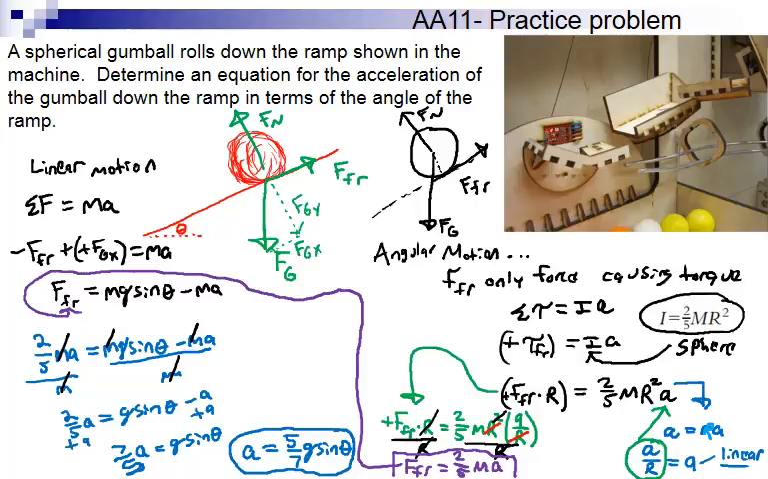And this is really nice. This shows that the rotation of the sphere is independent of how big the sphere is. All that really matters is the angle of the ramp and the acceleration due to gravity.